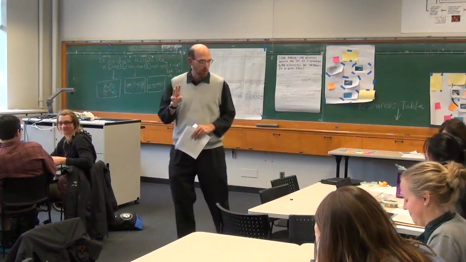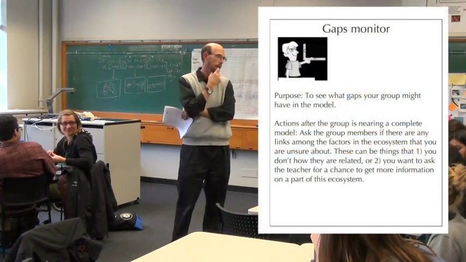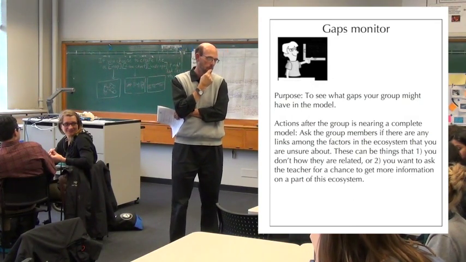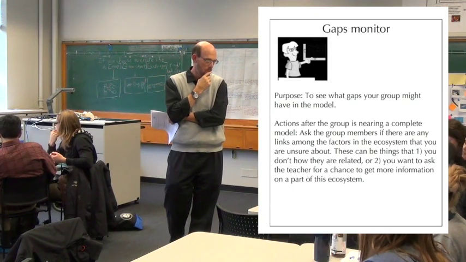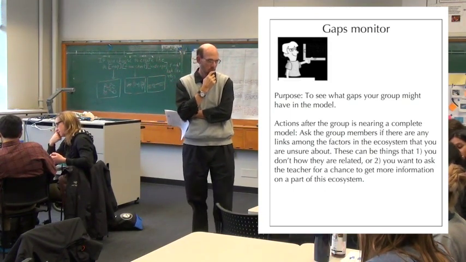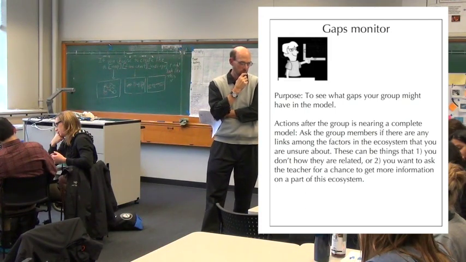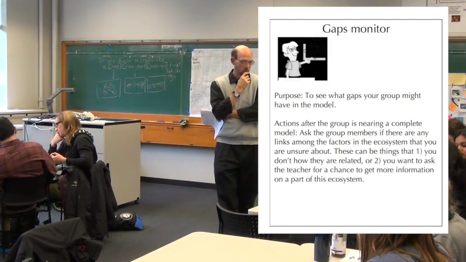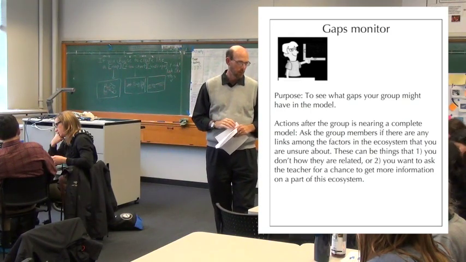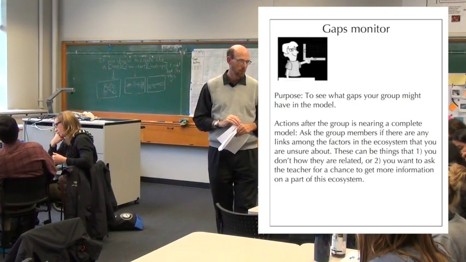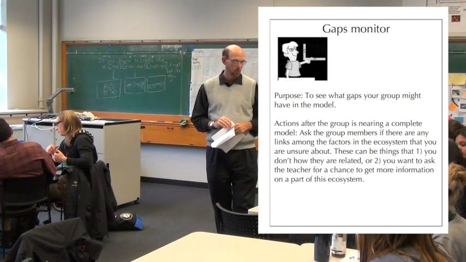What's the third role? Esther, can you read the third role? Gaps monitor. Purpose is to see what gaps your group might have in the model. Actions after the group is nearing a complete model: ask the group members if there are any links to manufacturers in the ecosystem that you are unsure about. These can be things that, one, you don't know how they're related, or two, you want to ask the teacher for a chance to get more information on a part of this ecosystem.